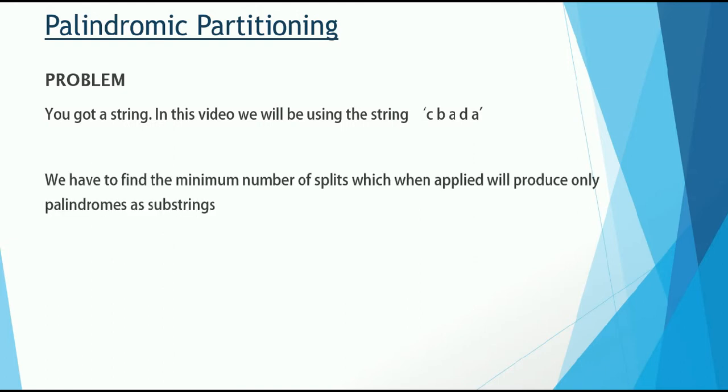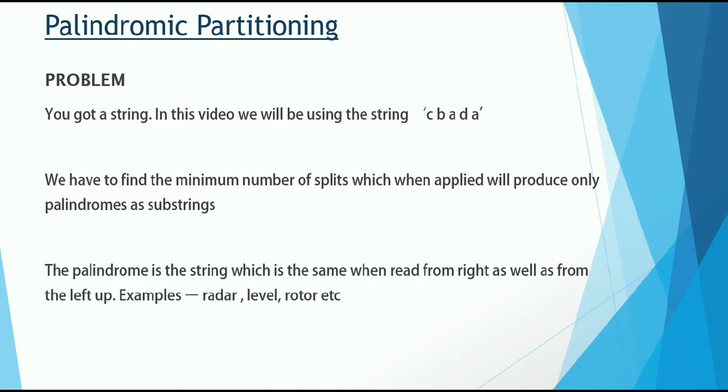Now the problem statement is that we have to find the minimum number of splits or cuts which, when applied to this string CBADA, produces only palindromes as substrings. So the minimum number of splits which we apply to this particular string is going to produce substrings which are palindromes in themselves.